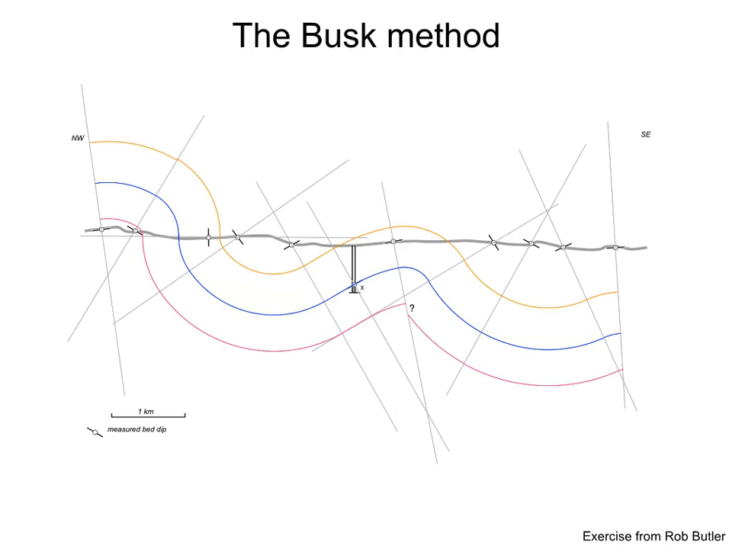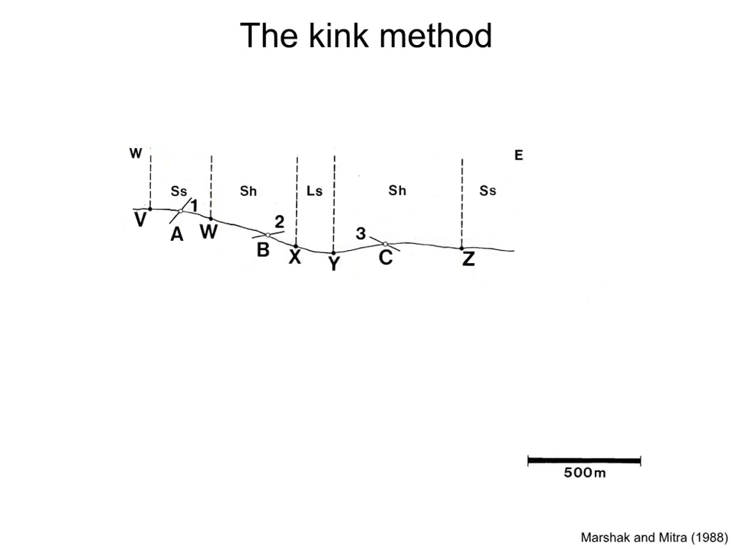For the red horizon, there is a problem at the crest of the anticline east of the well. Here there may be local thickness changes or another structure may be present. Another method to construct cross-sections is the kink method.